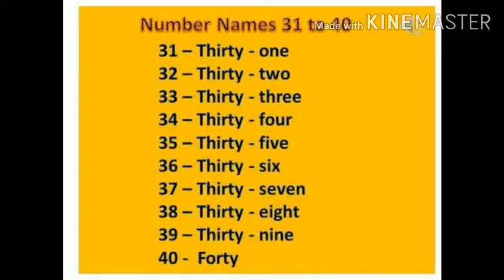THIRTY 30, NINE, 39. THIRTY 30, NINE 39. And the spelling of 40 is F-O-R-T-Y, 40. The spelling of 40 is F-O-R-T-Y, 40.